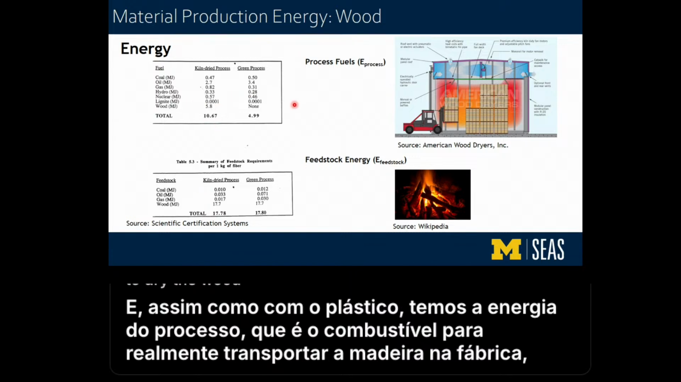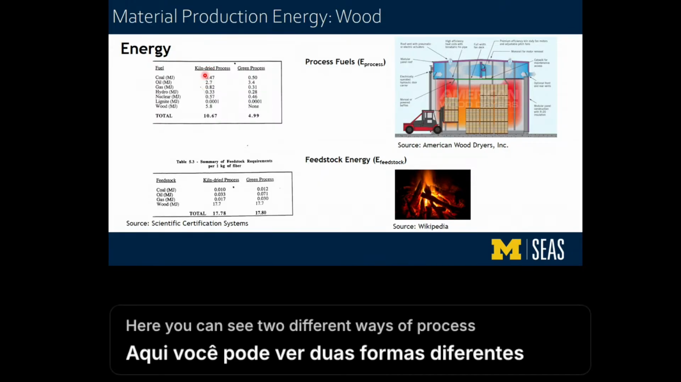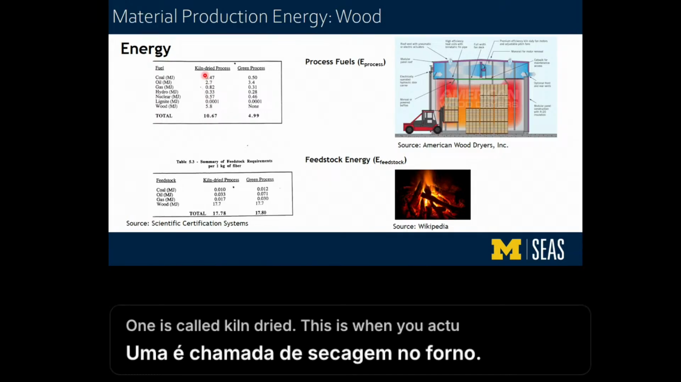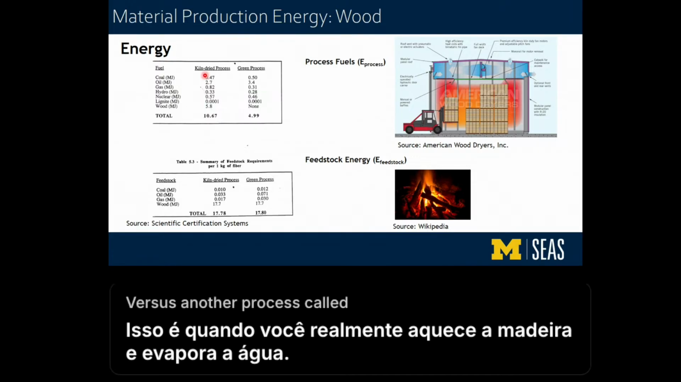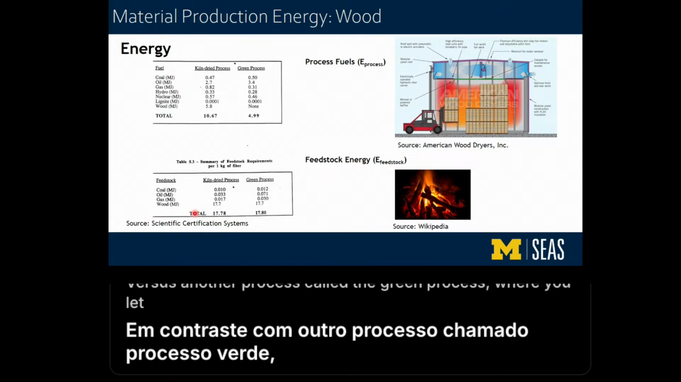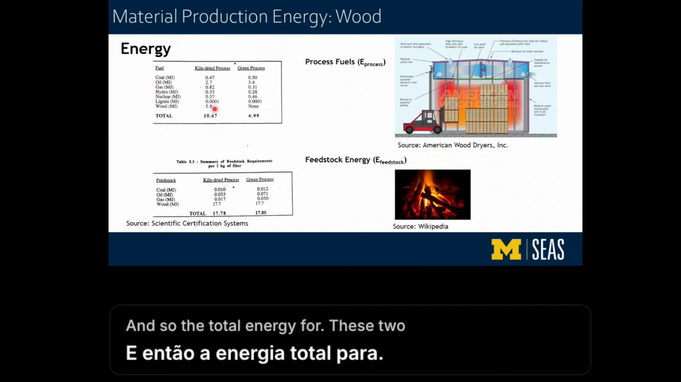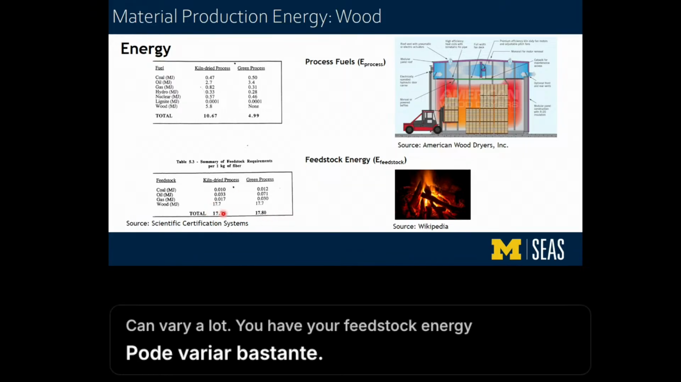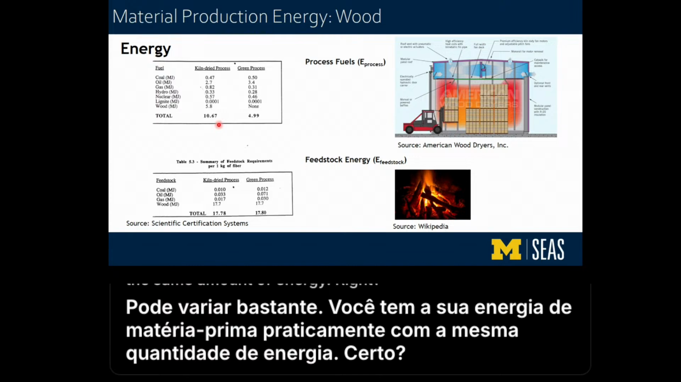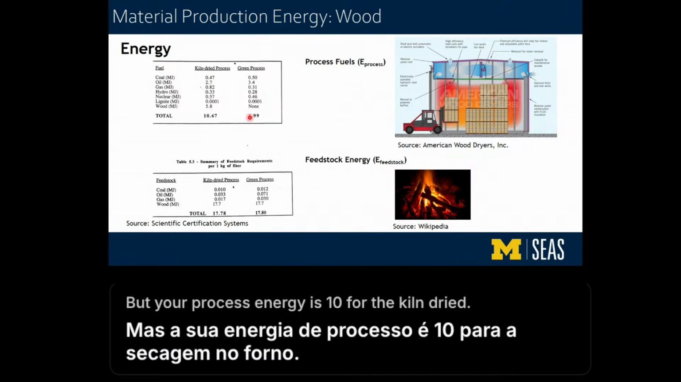Here you can see two different ways of processing wood. One is called kiln dried. This is when you actually heat the wood and evaporate the water, versus another process called the green process, where you let it dry naturally. And so the total energy for these two can vary a lot. You have your feedstock energy, pretty much the same amount of energy, right? 17.8 megajoules per kilogram of wood. But your process energy is 10, closer to 11, for the kiln dried, and 5 for the green process.